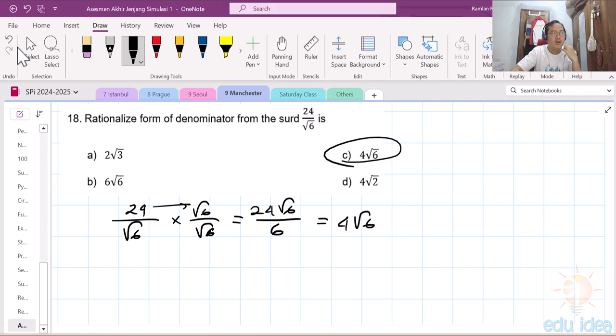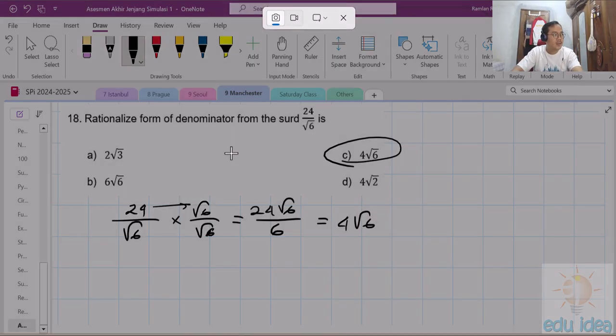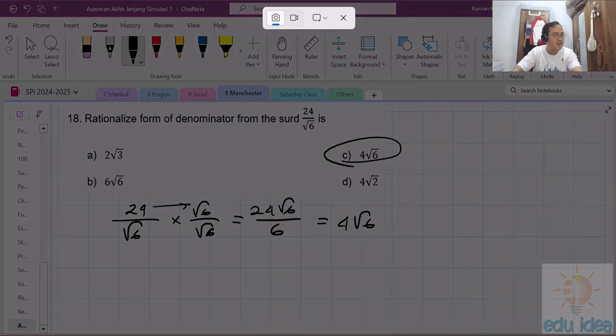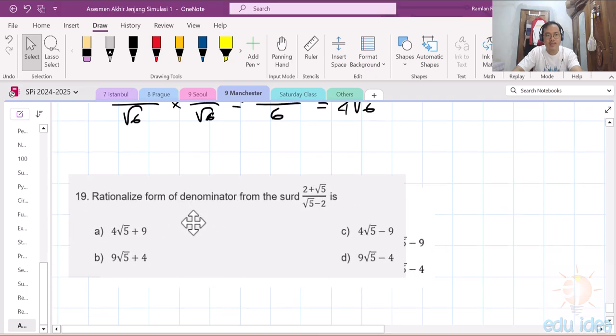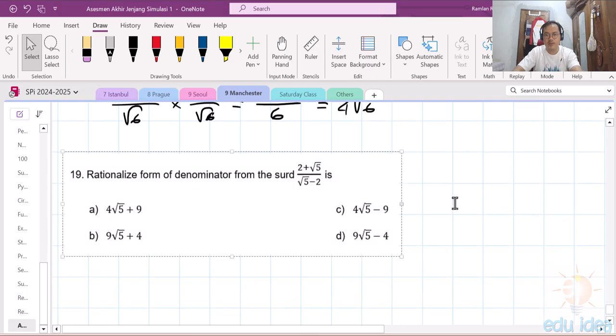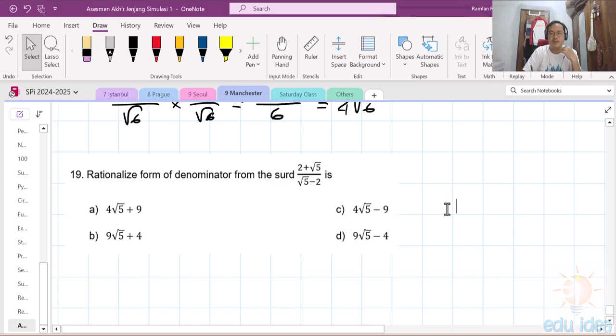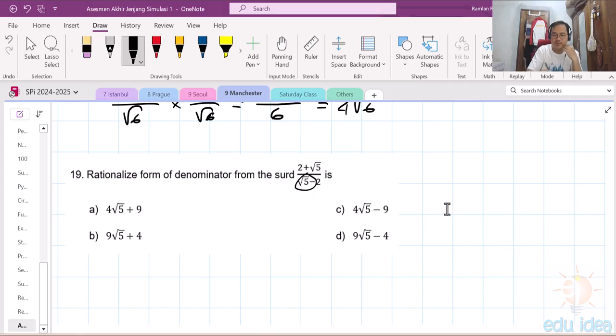Okay, number 19. The question is still about rationalizing the denominator from a surd. Now, this time it's a little bit different because the denominator is not just a surd, but an addition or subtraction of two surds, like two terms, in which you cannot combine. This one and this one cannot be combined, right? Because they're not like terms. Okay, so what can we do here?